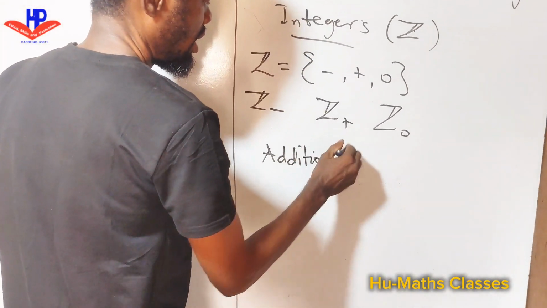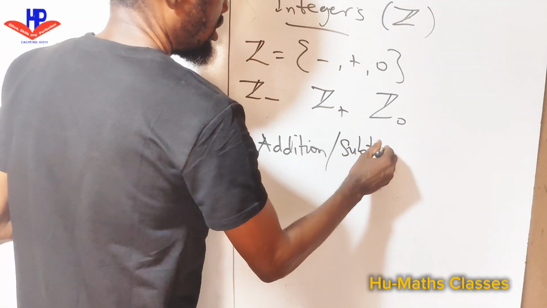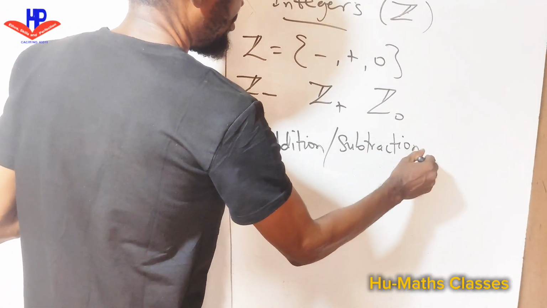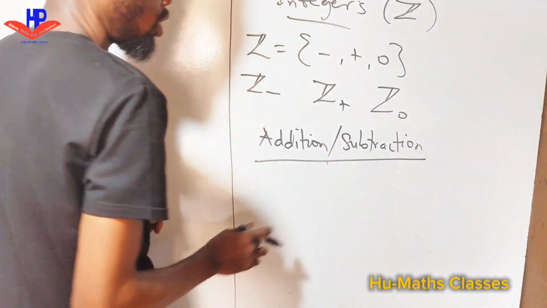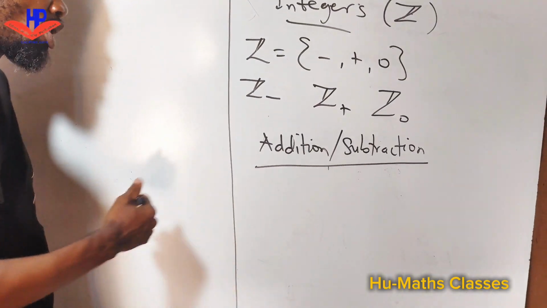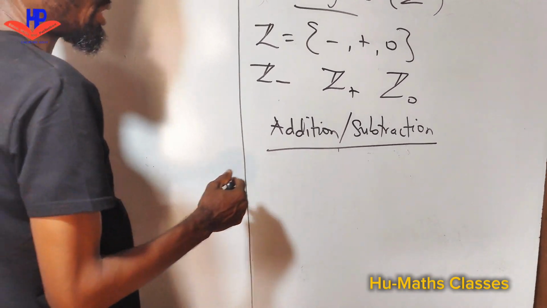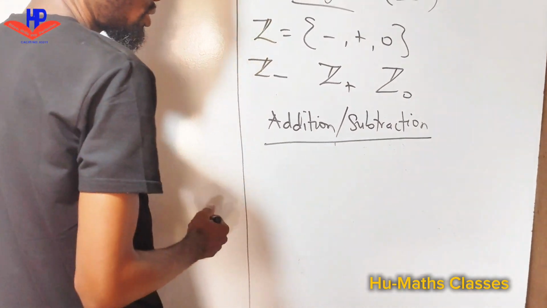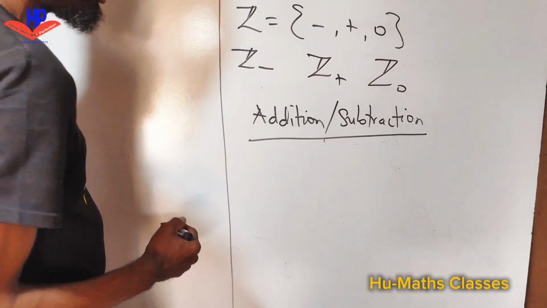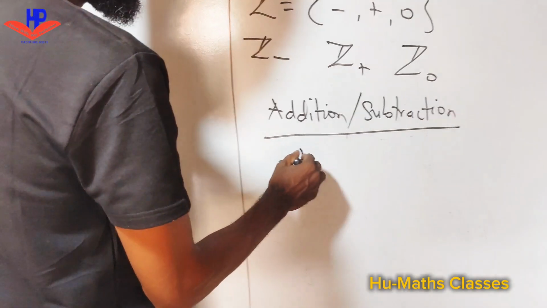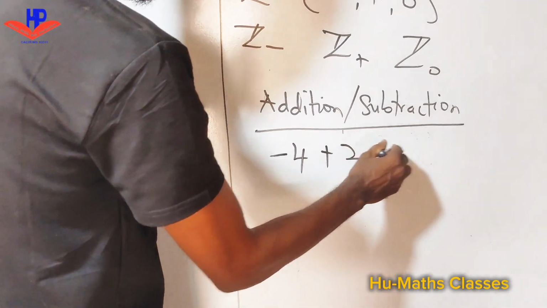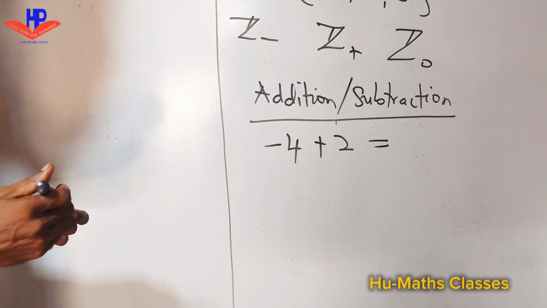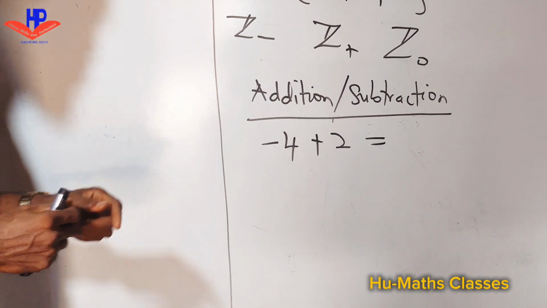Addition and subtraction. It might seem too primary, but believe me, if you don't know this, you'll not be able to solve maths properly. Now, I'll come up with examples. What happens to the sign minus and plus when we are adding or subtracting numbers? If you have minus 4 plus 2.